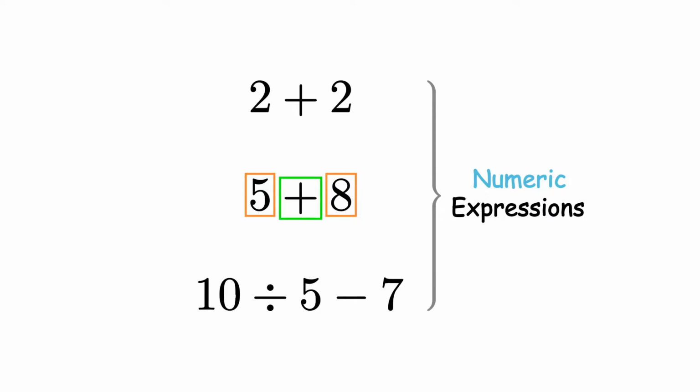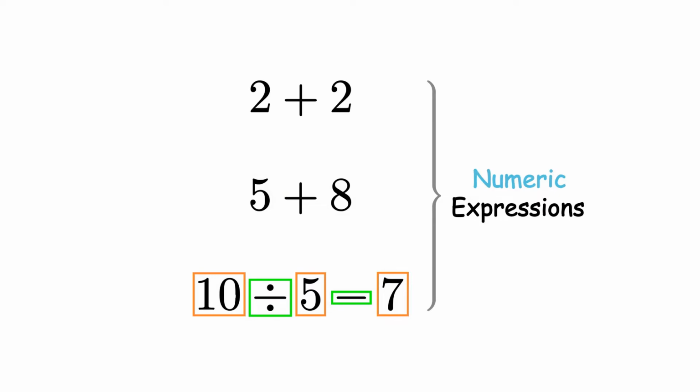If we go down to the third expression, we have 3 numbers, which are 10, 5, and 7. And as you see, the 10 and 5 are joined by a division sign, and the 5 and 7 are joined by a minus sign. But remember, there only needs to be at least one operator, so that would also be considered an expression.